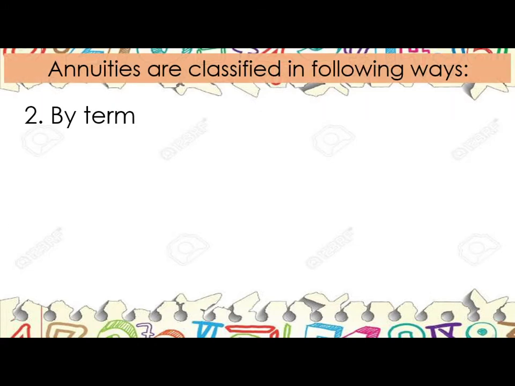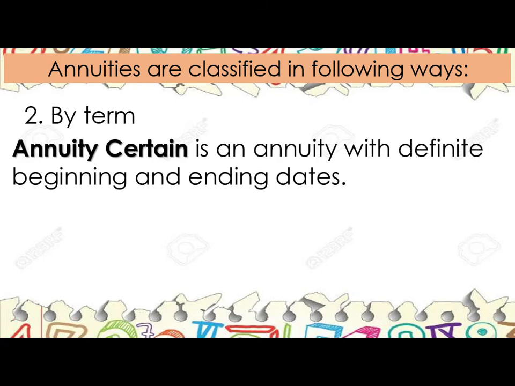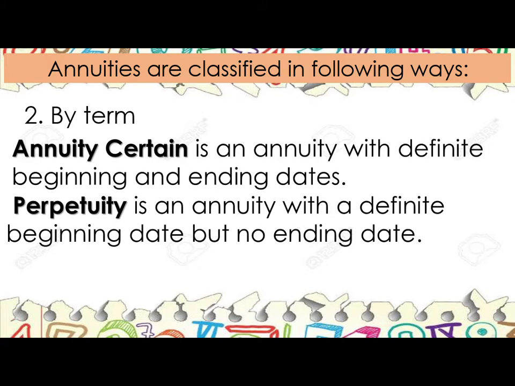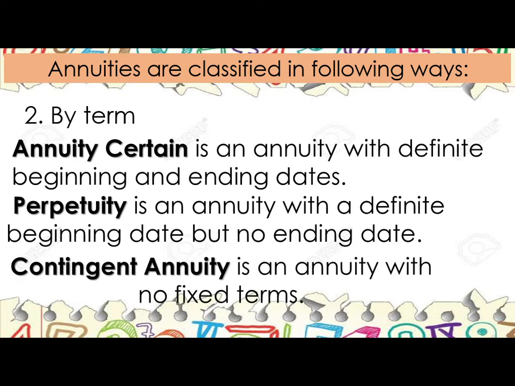For the second classification, that will be by term. So you have to consider three things there, as I stated earlier: annuity certain, perpetuity, and contingent annuity. So what will be the difference among these three? When we say annuity certain, it's an annuity wherein you have a definite beginning date and an ending date.